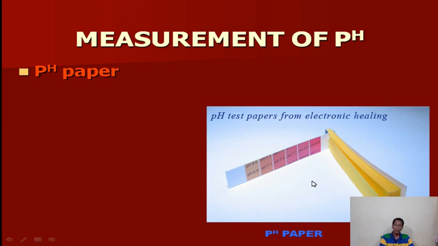But litmus paper does not indicate the actual pH value, only whether it is acidic or basic. This is the difference between pH paper and litmus paper. pH paper indicates the acidic and basic nature, and the actual H plus ion and OH minus can also be determined using pH paper.